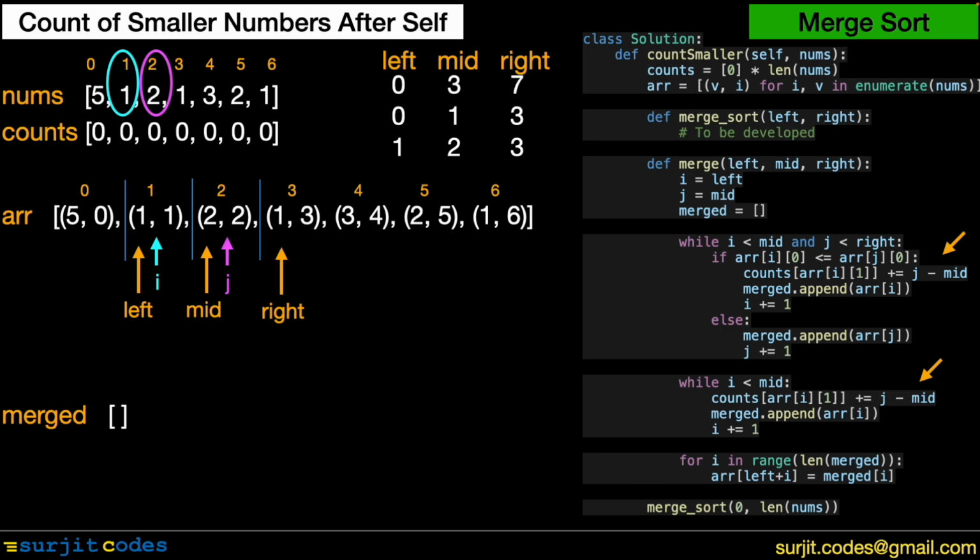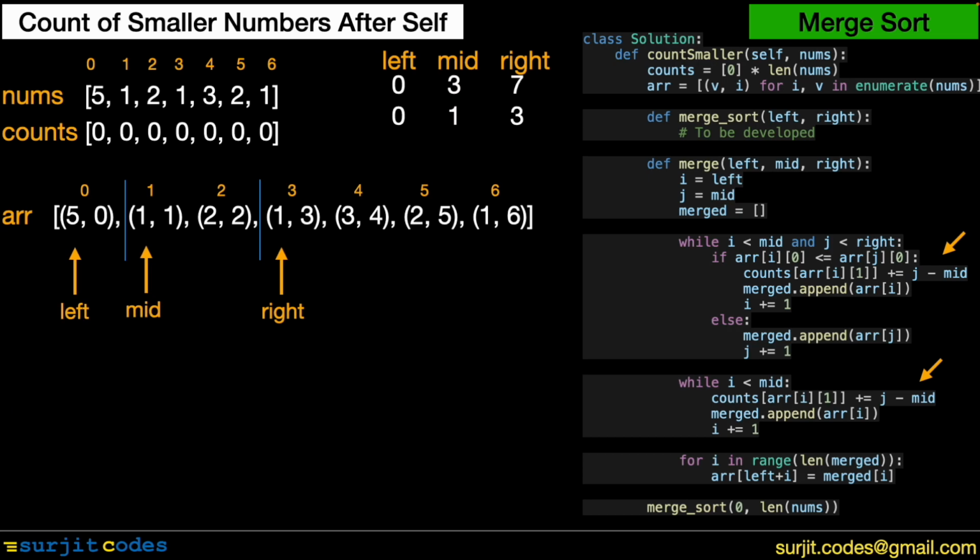It will move first. At the moment, j minus mid is 0, so there is no change in result. We append 1 to merged and move I. Left partition is exhausted. There is no use merging residual part of right partition. We restore merged list back to the original array. This call ends. We have now sorted both the partitions of previous call.